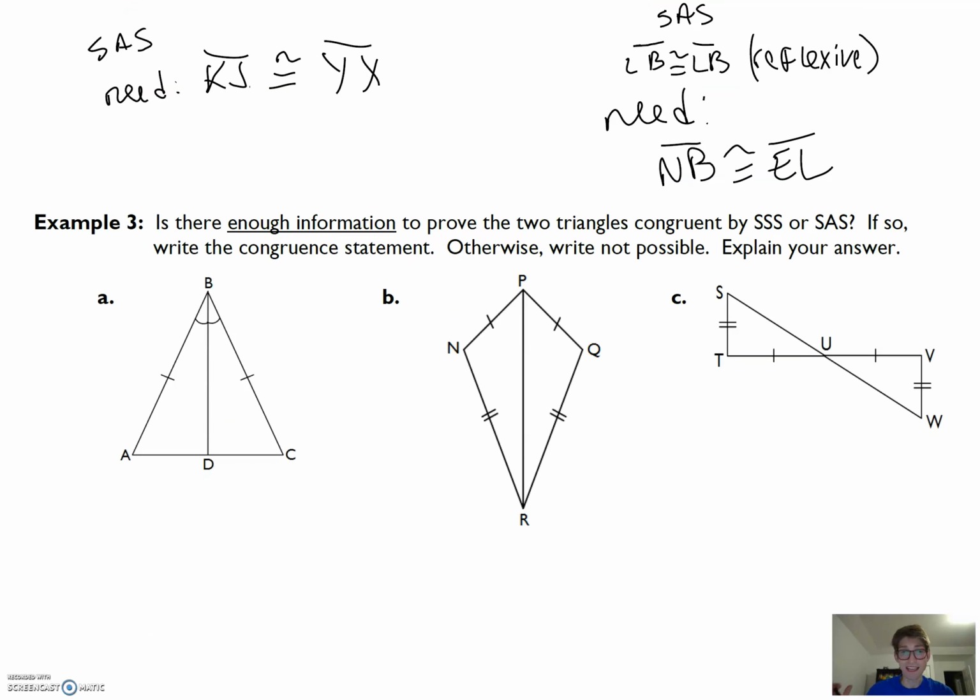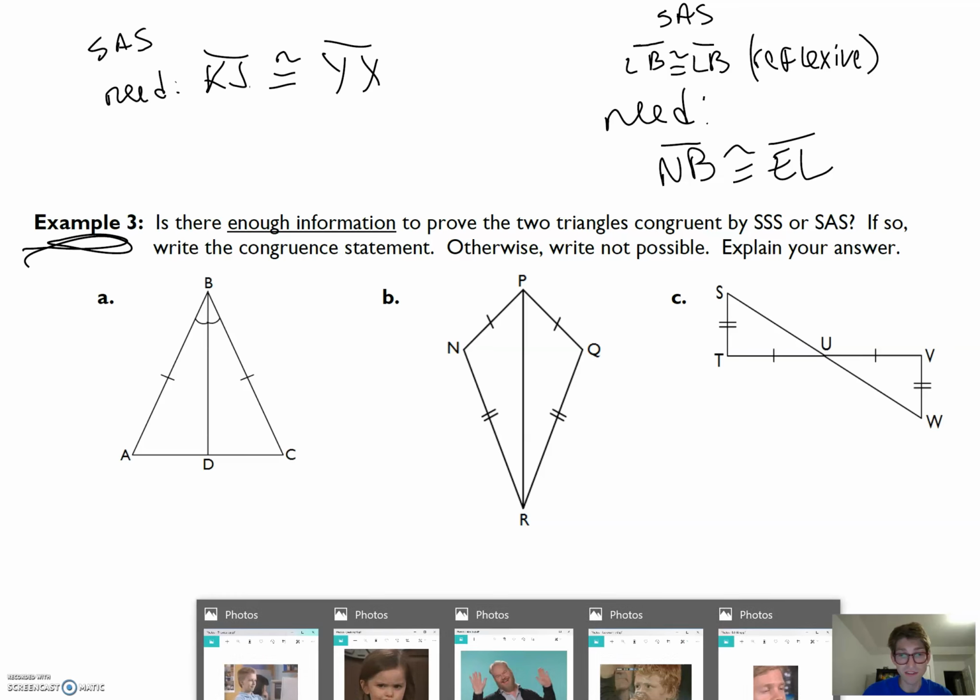I want you to say, yes, we can, no, we can't. If we can, write down the congruent statement. So pause the video, try example 3 on your own. So please pause. Did you pause it? Did you try?